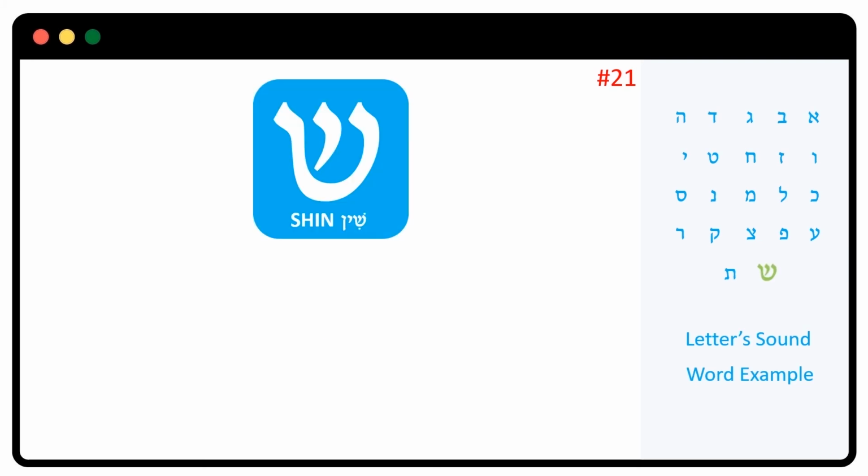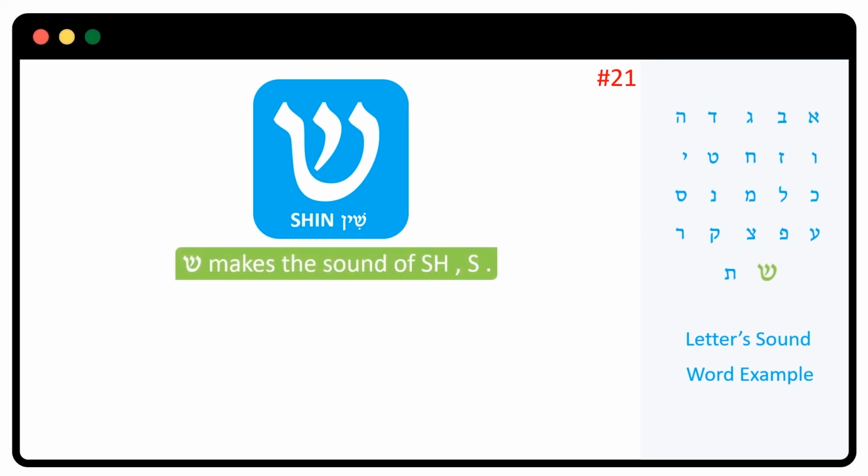Letter number 21, Shin. The letter Shin makes two sounds. It makes the sound of the syllable SH or the sound of the letter S. Let's learn how it works. So when the letter Shin comes with a dagesh on the top right of it, it makes the sound of the syllable SH. And when the letter Shin comes with a dagesh on the top left of it, it makes the sound of the letter S.